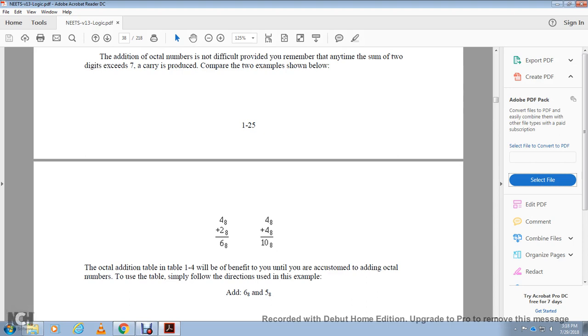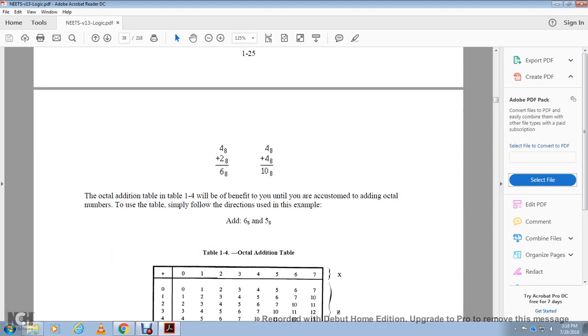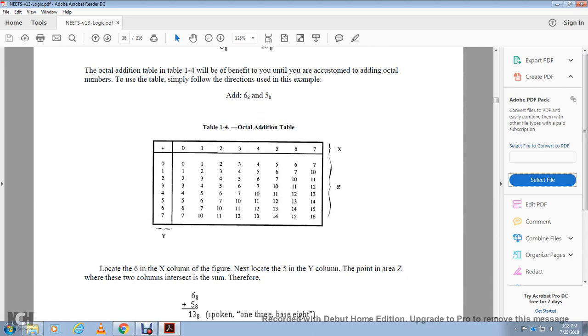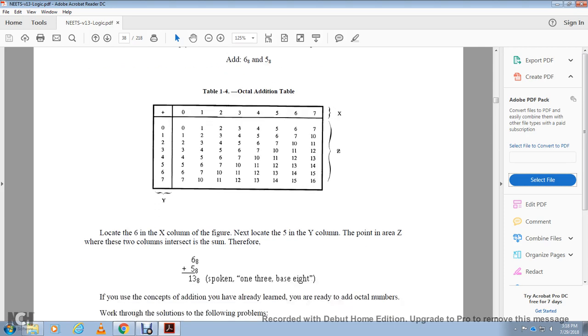The octal addition table, Table 1-4, has the benefit that you can use it to simplify adding octal numbers. Here is an example: adding 6 base 8 plus 5 base 8. Let's look at column 6 of the X axis, then locate the 5 on the Y axis. The point Z, where the two columns intersect, gives the sum: 6 plus 5 in base 8 is 13, spoken as 1 3 base 8.